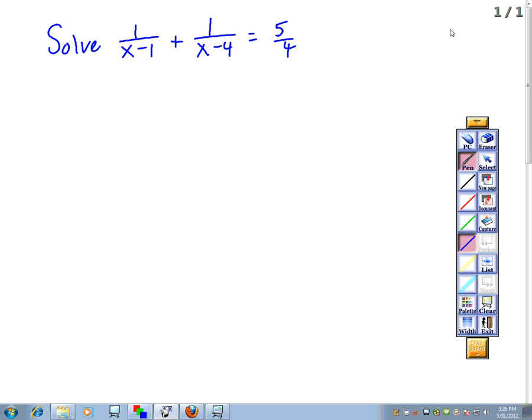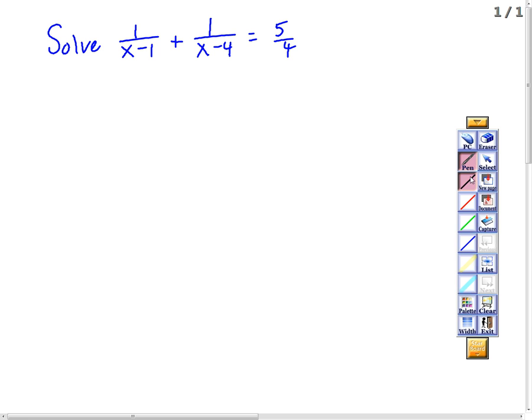We're going to solve the rational equation 1 over x minus 1 plus 1 over x minus 4 equals 5/4. We're going to find the least common multiple of the denominators. So I start with the first denominator and I write that down. That's x minus 1. I look at the next denominator and see, is there anything else I need to include? Yes. I write down x minus 4.